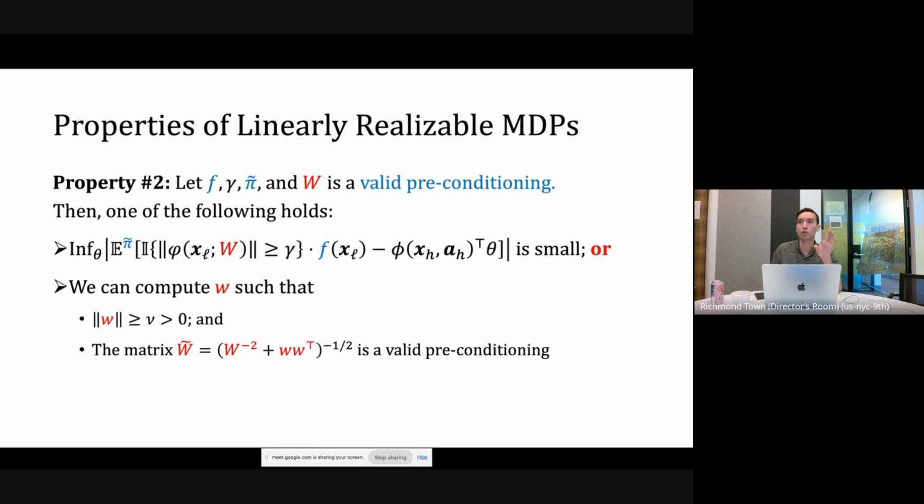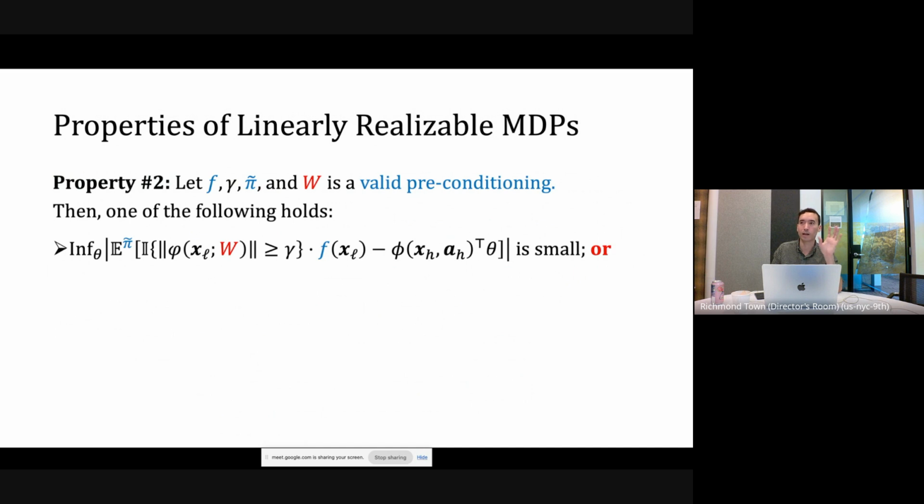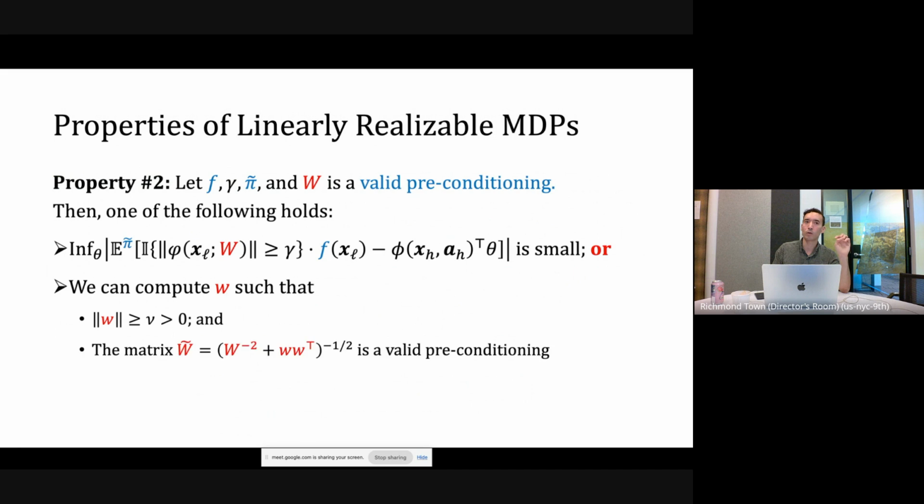Okay, so this part here is crucial. Let's take a moment to see if it's completely clear. What this is saying is, there's a property of these linear QPi MDPs that, because also of the choice of this proxy, either the expectation of this f times indicator is approximately linear, or we can update our preconditioning matrix. And whenever we update the preconditioning matrix, we're essentially getting a better approximation of the theta space. Okay.